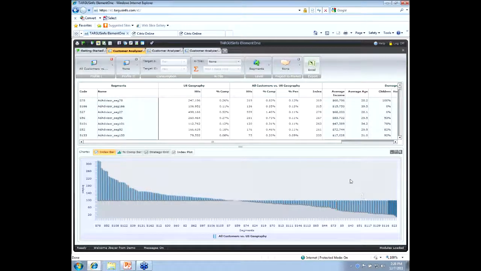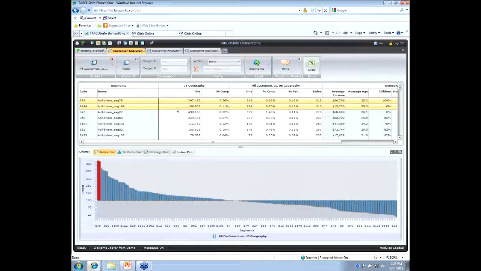And you can see in the index bar chart below that segment 166 is the second highest propensity segment. Right next to them is segment 78. So these two segments are exhibiting the highest likelihood of buying this particular product or service.